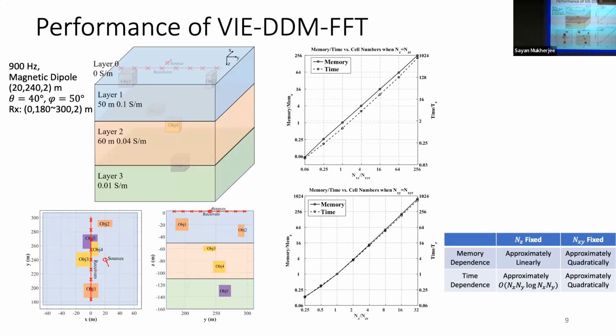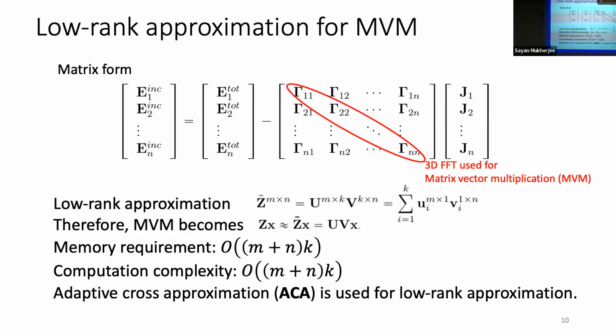However, when the cell number in the Z direction changes, both dependences are approximately quadratic. This is because in the Z direction we do not use the FFT, which makes this method not work very efficiently when the mesh in the Z direction is very dense. That's why we propose this low rank approximation used for the matrix vector multiplication.